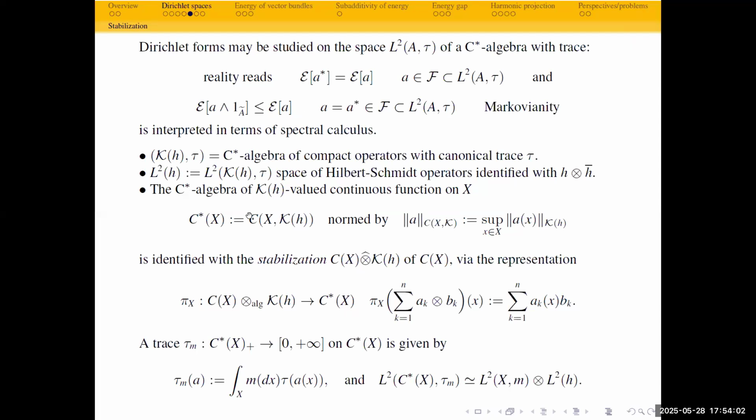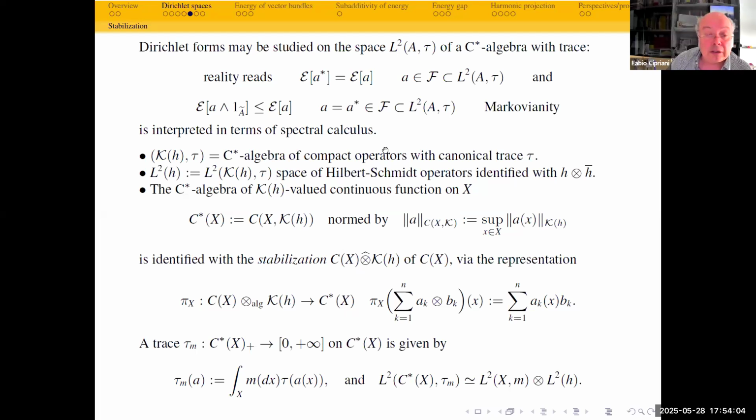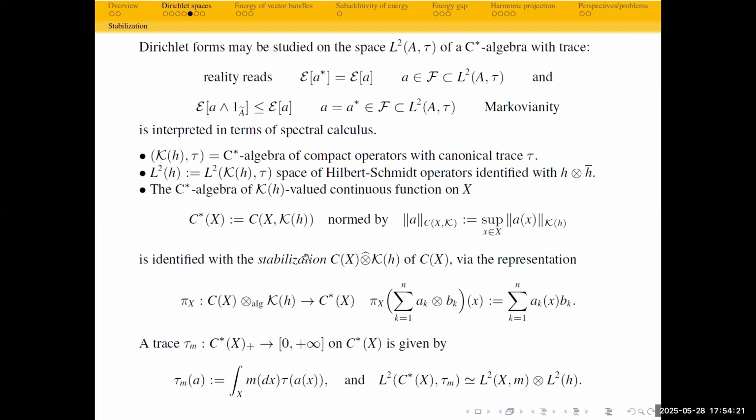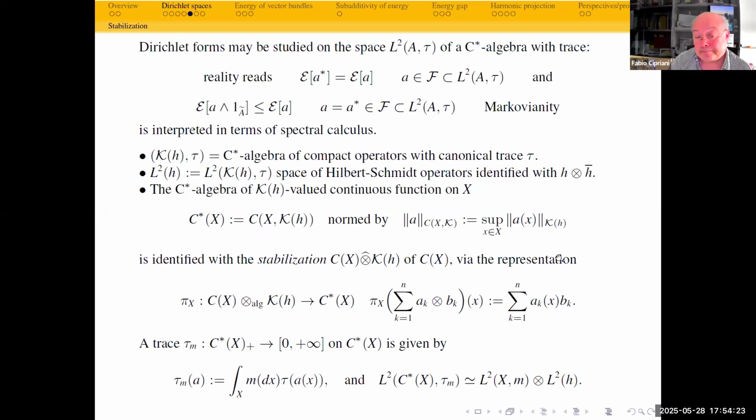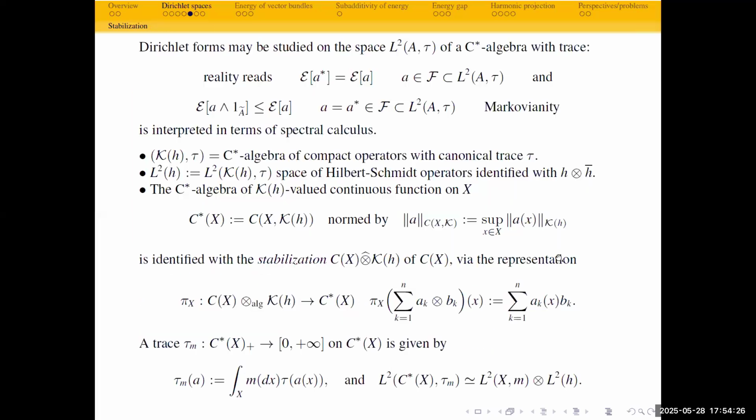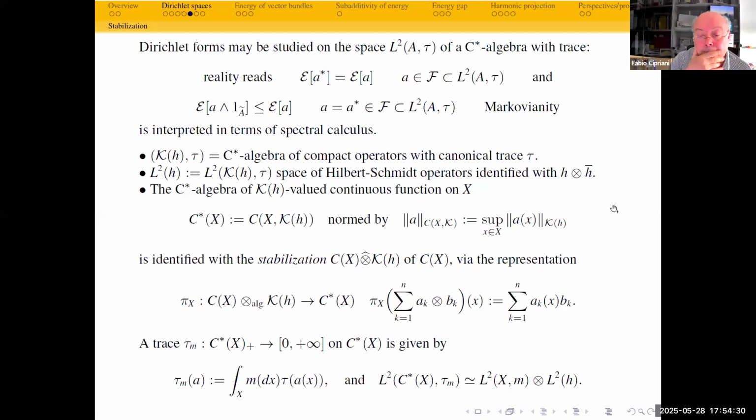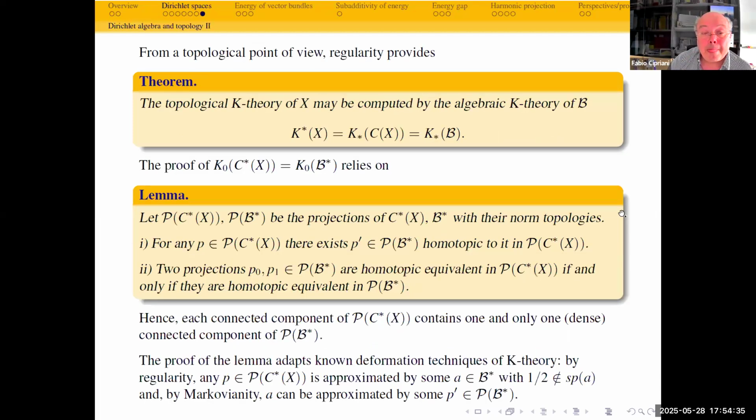Yes. Now exactly. In the rest of the talk, the algebra A is the stabilization of the commutative C star algebra of continuous functions, so it's the tensor product between C of X and K. And please remind me, X is compact or locally compact? Compact. Compact Hausdorff, okay. It's compact.